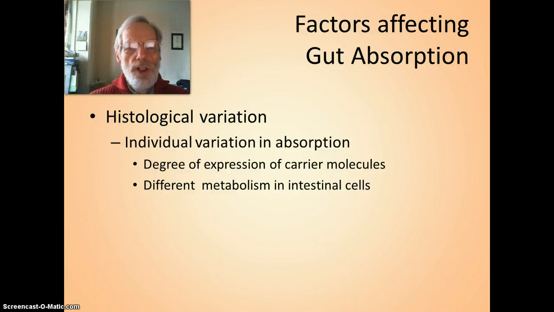There is histological variation. People have different tissues, their intestinal tissues are different, so there will be individual variation in the rates of absorption. This might be characterized by the degree of expression of carrier molecules, so the number of carrier molecules that are on the outside of the cells, and inside the intestinal cells themselves there might be a different metabolic pattern.